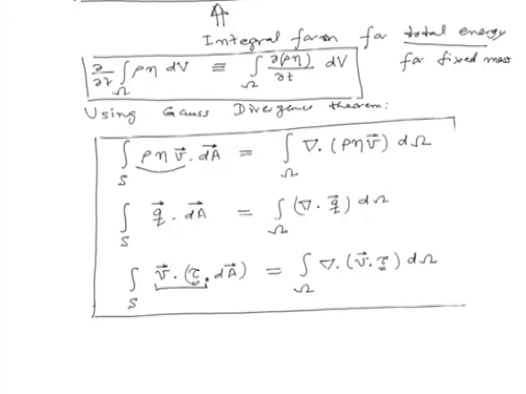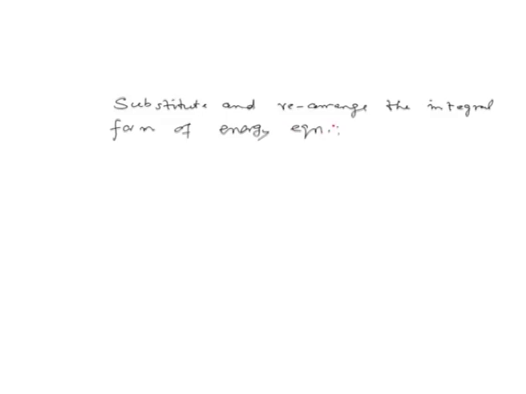So now we have got the corresponding volume integral forms for all the surface integrals, and we will collect all the terms on left hand side. So let us substitute and rearrange the integral form of energy equation. So what we will get? We will get a very big integrand inside the volume integral over omega. Let us put a big bracket.